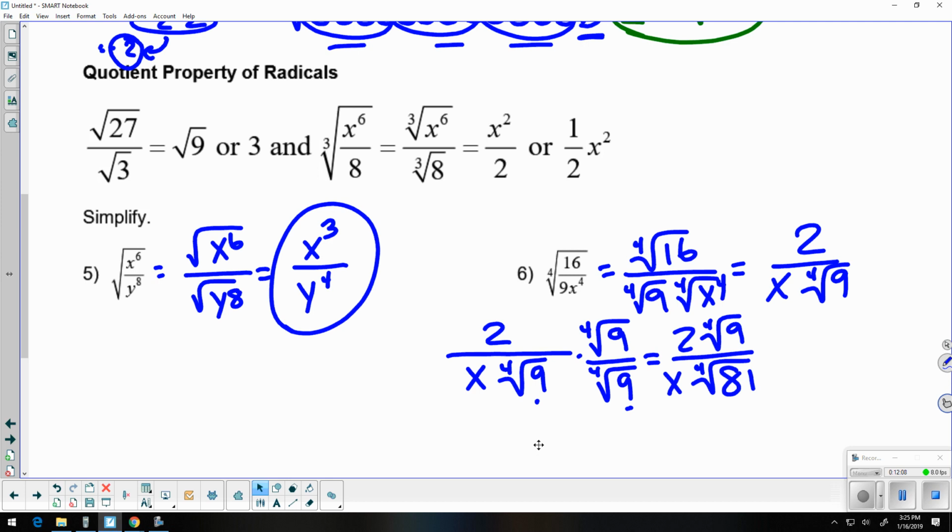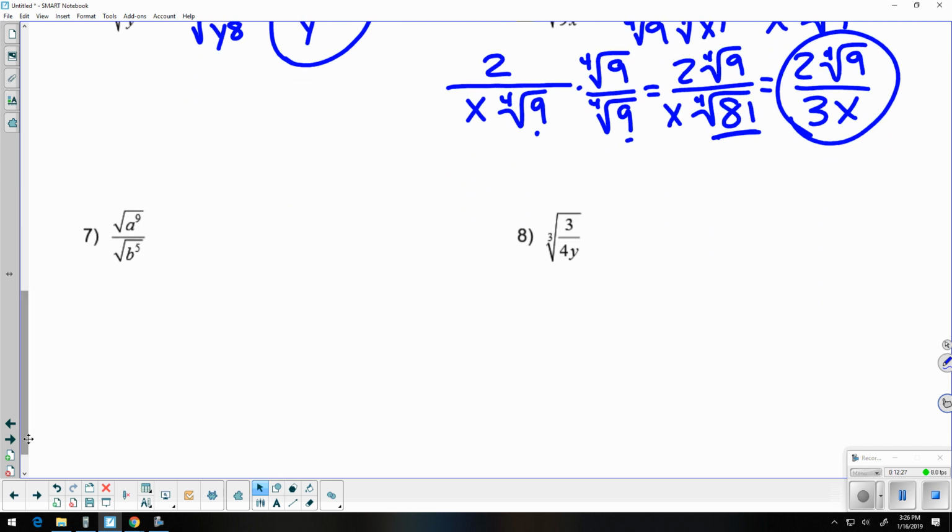So now my final answer, I can write it out as being 2 4th root 9, so that's on top. On the bottom, this would just be a 3x, because again, I take the 4th root of 81, that's just 3. We already have x simplified, so there's my final answer. Okay, and the next one, square roots.